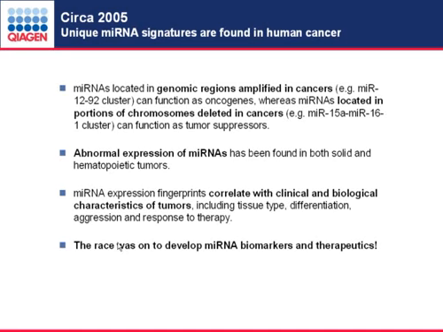Looking back a few years to the connection of microRNAs to disease, in 2005, results of array analysis of microRNA in cancer suggested that there were specific microRNA signatures associated with human diseases. Specifically, microRNAs located in genomic regions amplified in cancers can function as oncogenes, whereas microRNAs located in portions of chromosomes deleted in cancer can function as tumor suppressors.